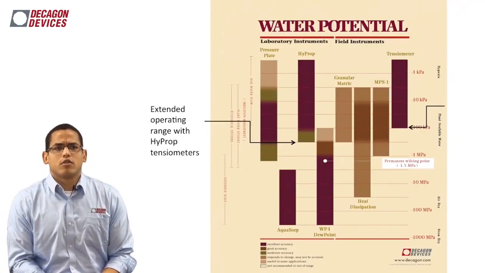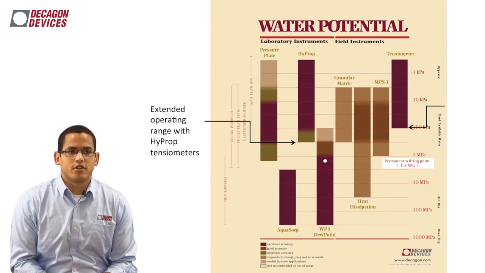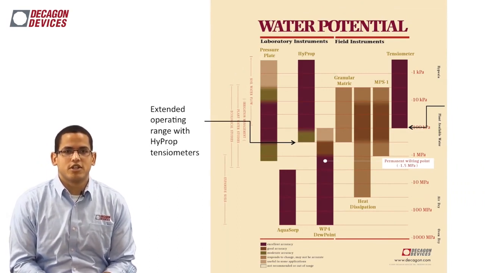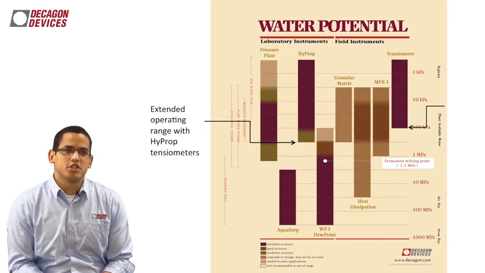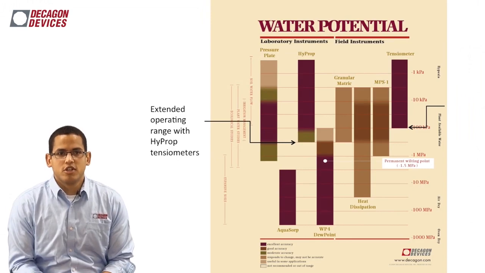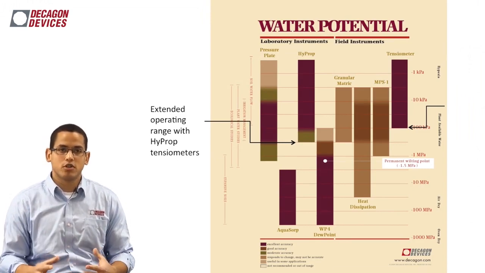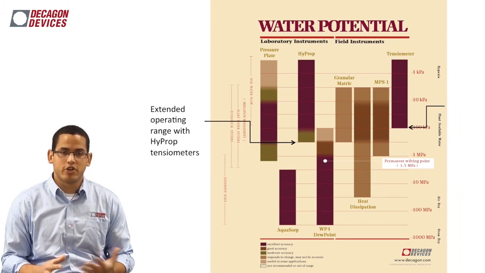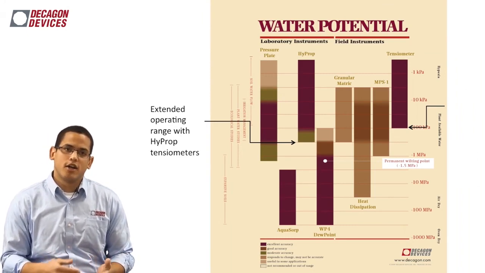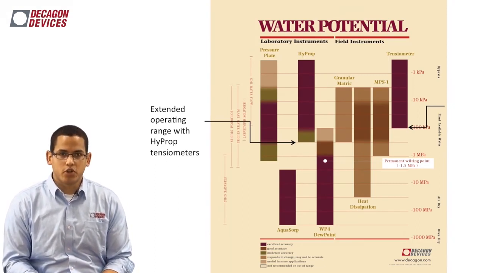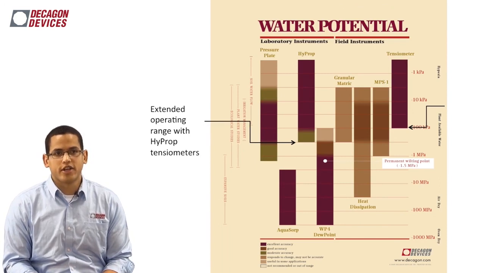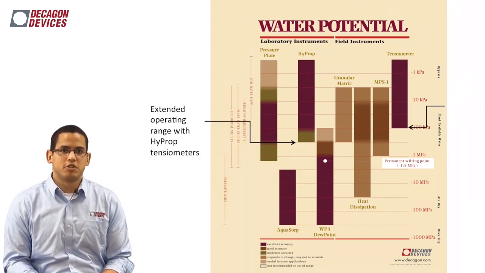Okay, now before we go on to talking about the HYPROP, I want to talk again about that no man's land. And one thing that's really helped with this, along with improving our capabilities with the WP4C, is the extended range that we're able to obtain with the HYPROP tensiometers. Like I talked about before, a typical operating range for a tensiometer is, say, 0 to -100 kPa. After that, you start getting into cavitation due to actual boiling of the water under vacuum. And so that's a really limiting factor.